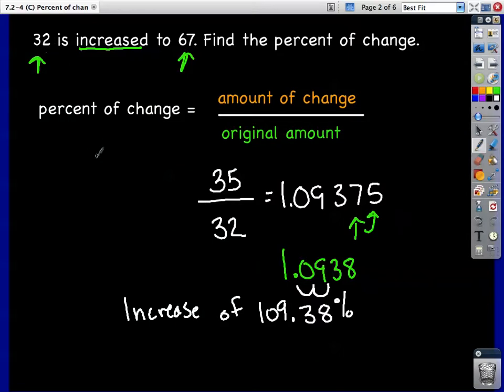If I doubled 32, okay, let's just say I doubled 32 by adding them together, I will get 64. Where we went, though, was 67. So if I had just gone up by 100%, I would have landed at 64. But I went up more than 100%. So this answer makes sense. I went up 109.38%. So always make sure that your final answer fits the problem. Okay, I more than doubled my original number. Therefore, it makes sense that I'd have more than 100% of increase.